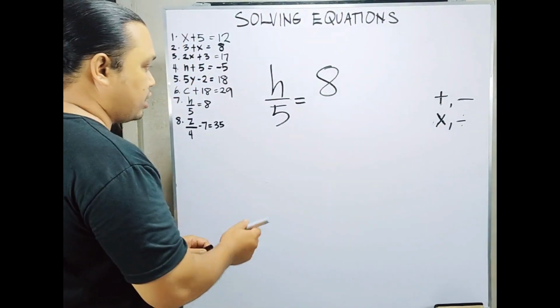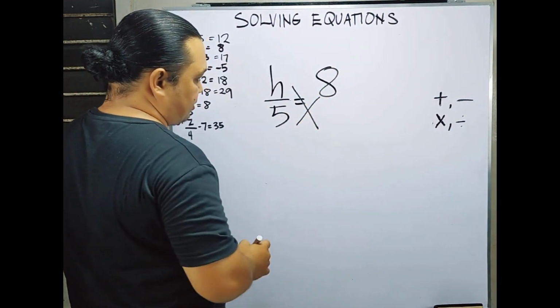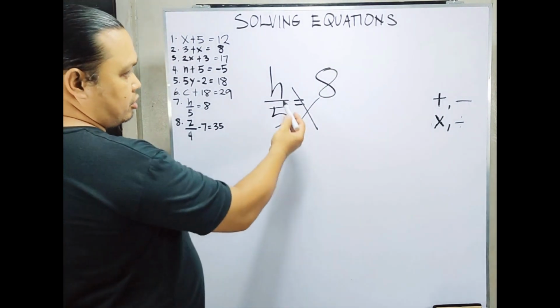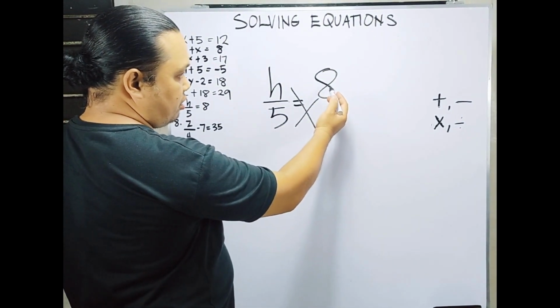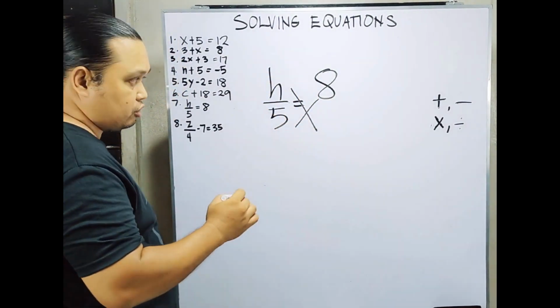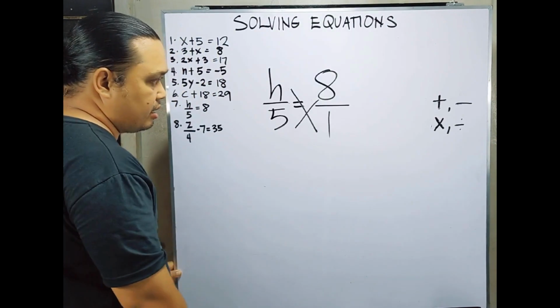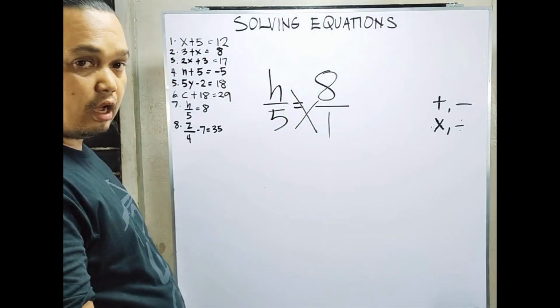You can use cross multiplication. Okay, we can do that because there's an equal sign here and it's a fraction. Now, but there's no denominator here. Of course, 8 here is a whole number. If we're going to change that into a fraction, its denominator is 1. Okay, because 8 divided by 1 is still 8. So we can now cross multiply.